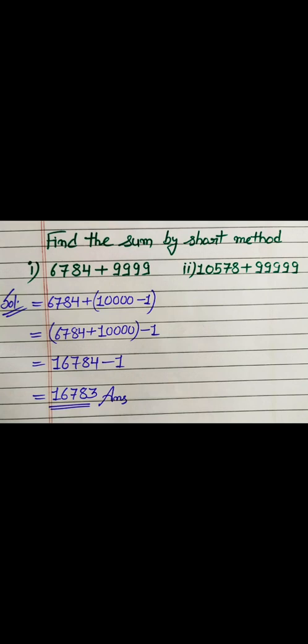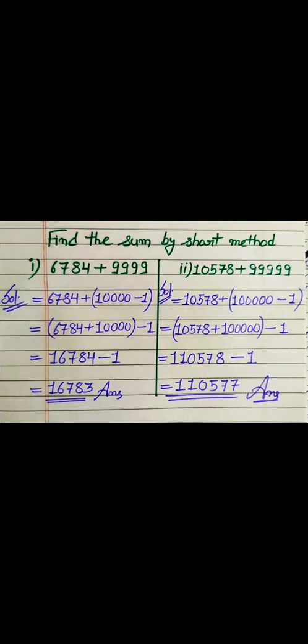Now next, we will do the same for the next question. Here is 99,999, which can be split as 1 lakh minus 1. Now again we can group this 10,578 plus 1 lakh. Now we solve the bracket. So you will get 1 lakh 10,578 minus 1. After subtracting, we will get the result. We will get 1 lakh 10,577, which is our final answer.